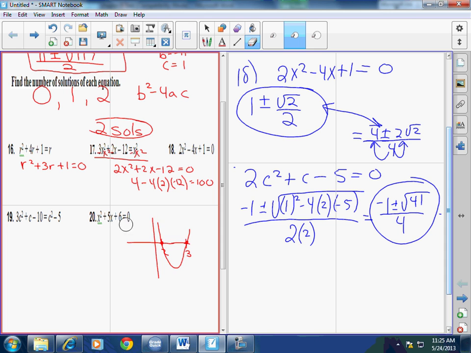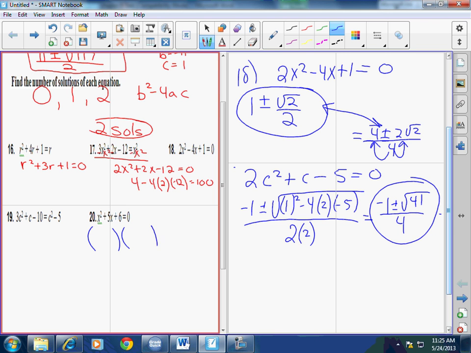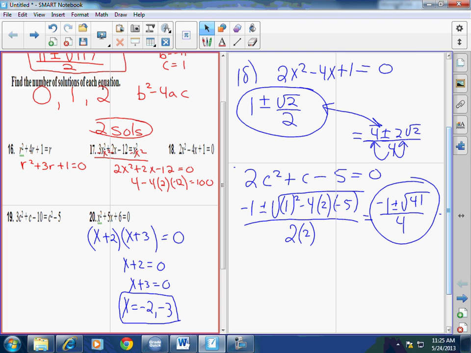And last but not least, 20 was very factorable. It's going to be what times what is 6, but when added together is 5, and that's 2 and 3. Zero product property for each. Each of them must be set equal to 0. Each of them. So x will equal negative 2, comma negative 3. And that is the test.